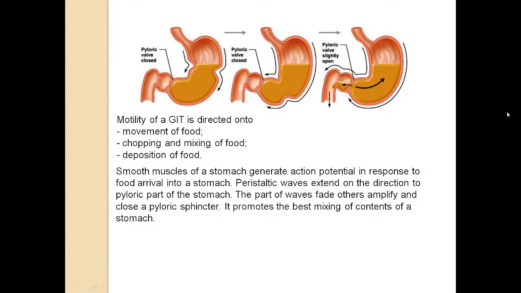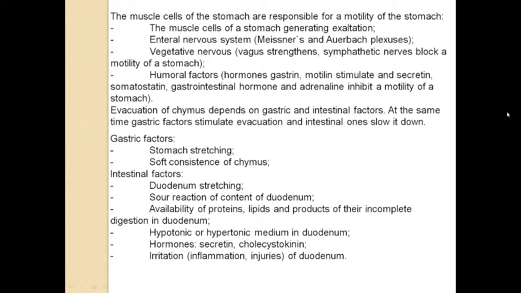The muscle cells of the stomach are responsible for motility of the stomach. It is regulated by the enteral nervous system, Meissner's and Auerbach's plexuses, and the vegetative nervous system: the vagus stimulates, sympathetic nerves block motility of the stomach. And humoral factors. Humoral factors, hormones gastrin and motilin, stimulate; secretin, somatostatin, gastrointestinal hormones, and adrenaline inhibit motility of the stomach.